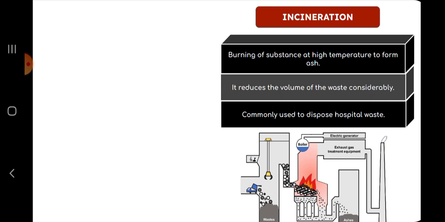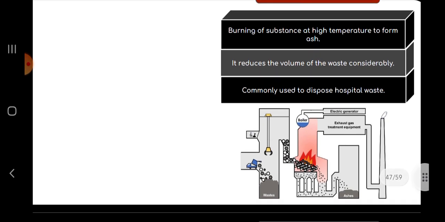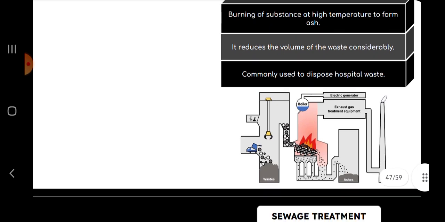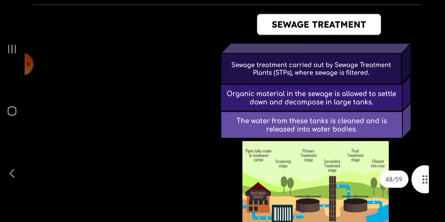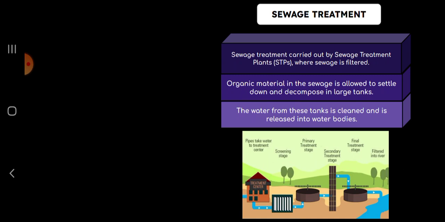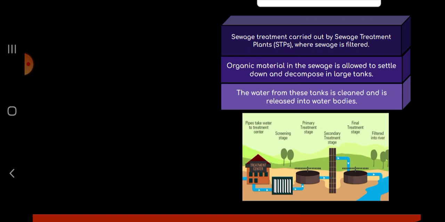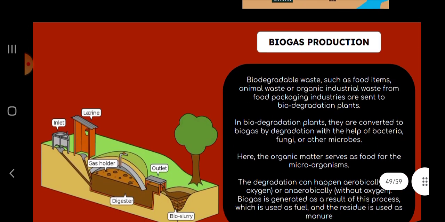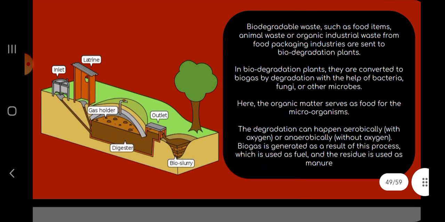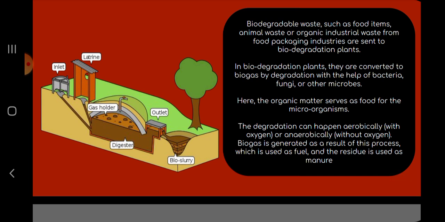Then incineration: burning of substances at high temperature to form ash, reduces the volume of waste considerably, commonly used to dispose of hospital waste. Then sewage treatment, STP: plants where sewage is filtered, then the sewage is allowed to settle down and decompose in large tanks. The water from these tanks is clean and is released into water bodies. Then biogas formation: biodegradable waste such as food items, animal waste, and organic industrial waste from food packaging industries are sent to biodegradation plants. Here the organic matter serves as food for the microorganisms.